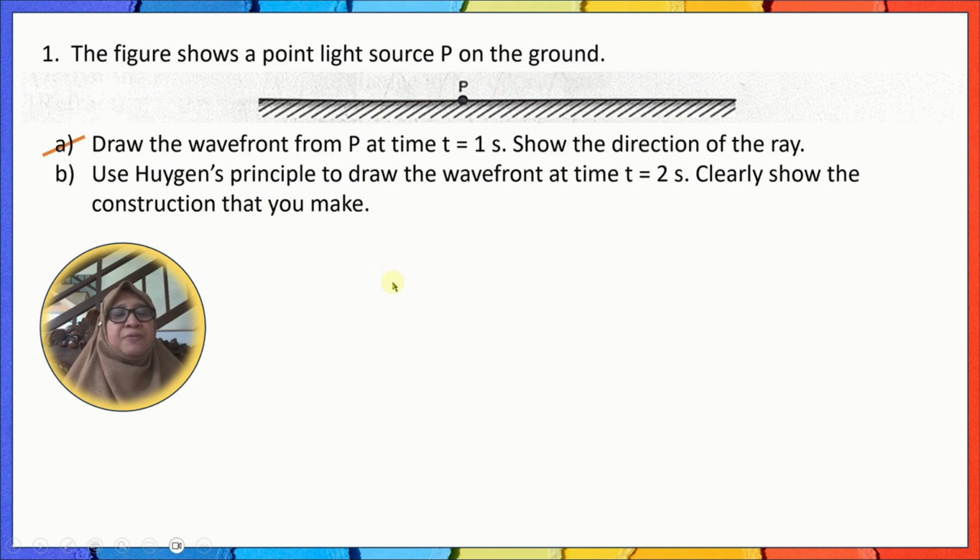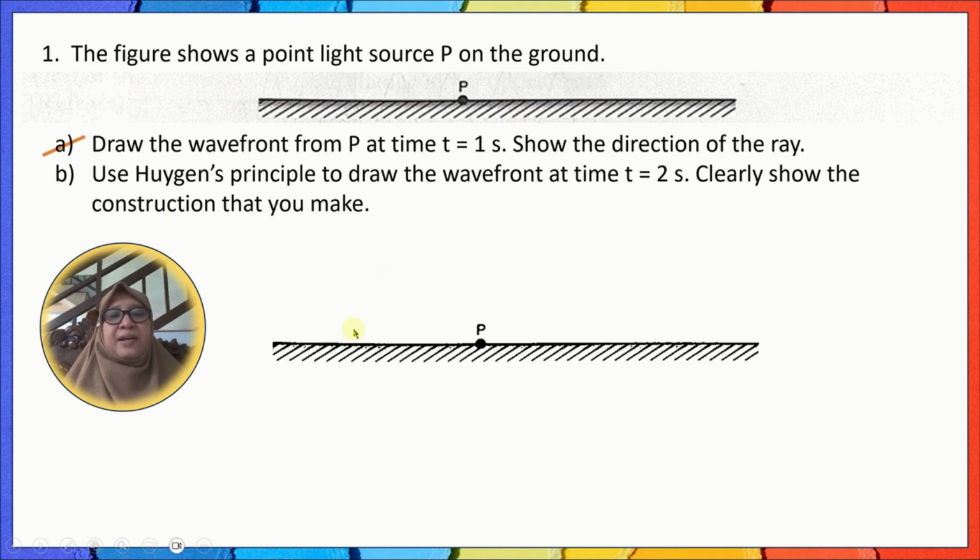Okay, so for the first question, draw the wavefront. So this is point P, and then use compasses to draw a circle from point P. We assume that this is the time taken, 1 second, for the first wavefront. Okay, that is question A.